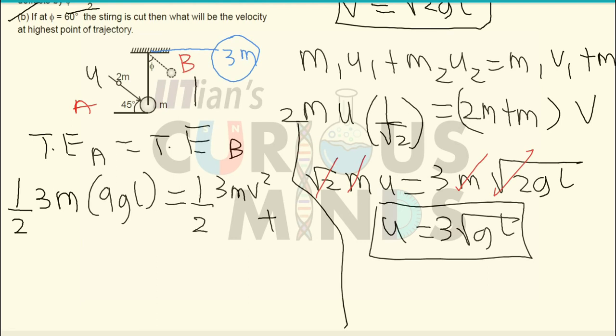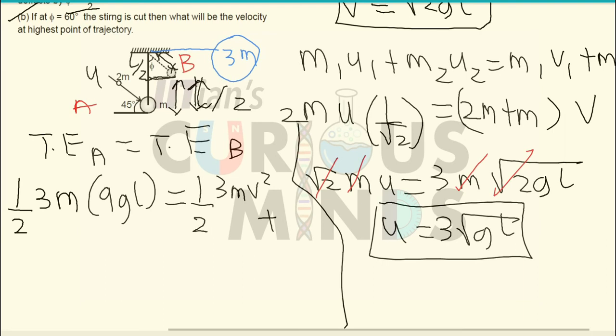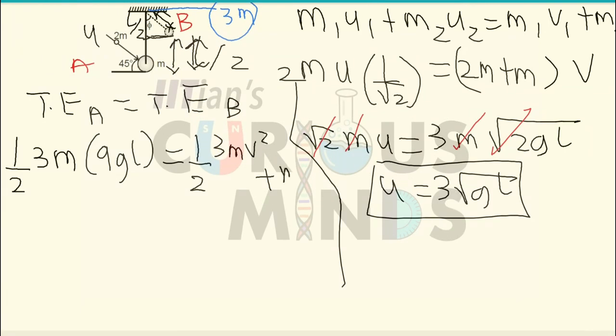Now what is this height? If phi over here is equal to 60 degrees and this is L, this will be equal to L cos 60, which is L by 2. So the height from the top is L by 2, and this height will also be L by 2, since L minus L by 2 is L by 2. So the potential energy is 3mgL divided by 2.